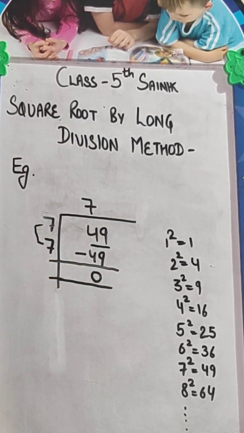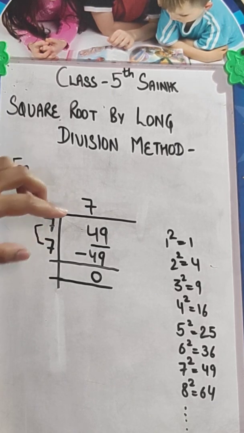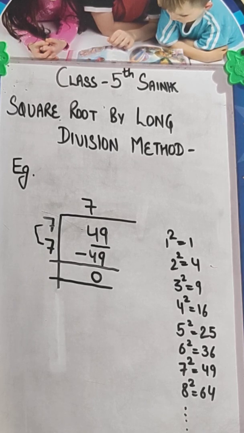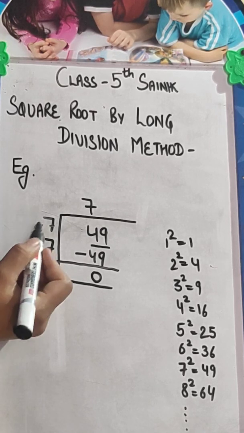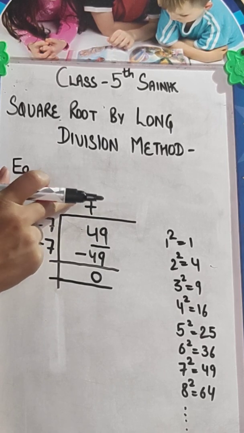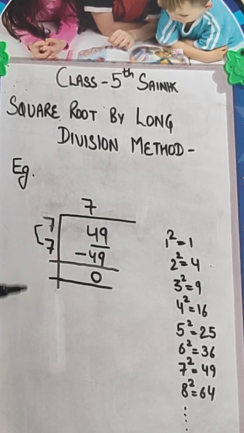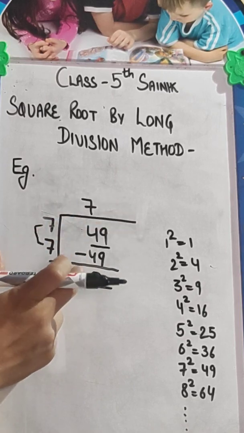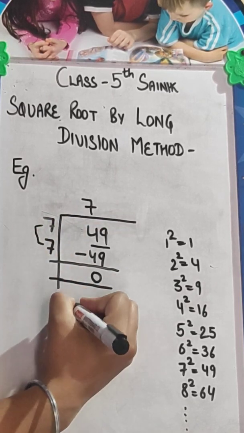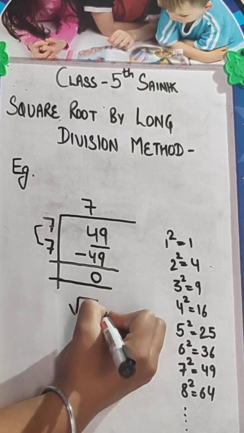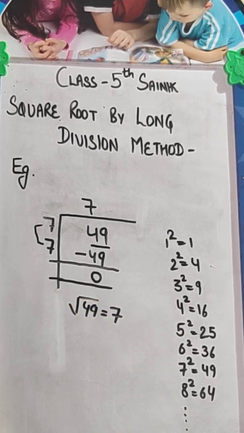As we do in prime factorization method, we make a pair, and from the pair we write only one number. So in this also we make a pair and we will write only one number. After subtracting, our remainder is 0. Means root 49 is 7. If our remainder is not 0, that means the given number is not a perfect square.